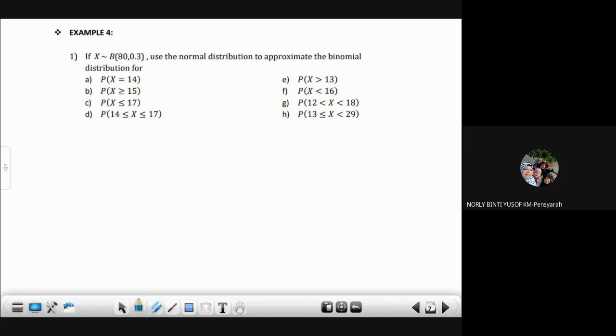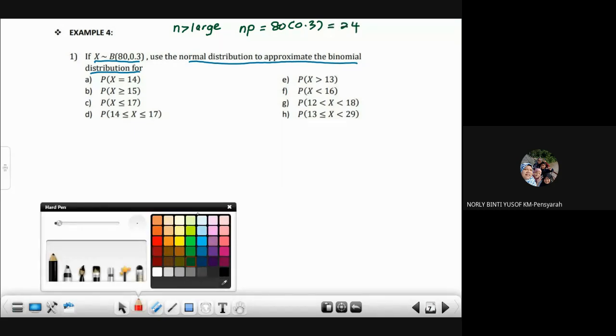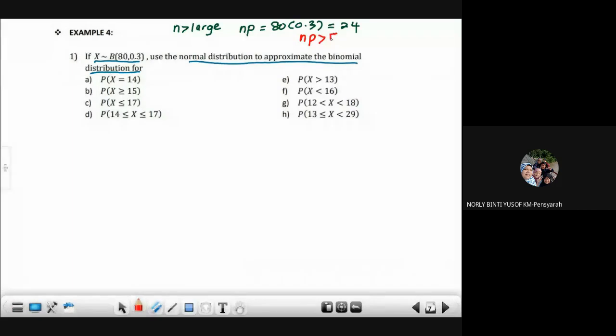Okay, so tengok pada example 4, dia dah bagi binomial, this is the distribution. Dan dia suruh guna normal distribution approximate lah. Memang dia dah suruh guna kan. So kenapa dia nak suruh guna? So, kita akan tengok dekat sini syarat dia. N dia besar lah. Kalau tengok N dia large, N dia adalah 80. Dan kalau kira-kira NP dia adalah 80 kali 0.3 dapat 24. So NP dia 24 tu memang larger than 5. Okay. So dah memang larger than 5, memang satu lah kita buat approximate ni.